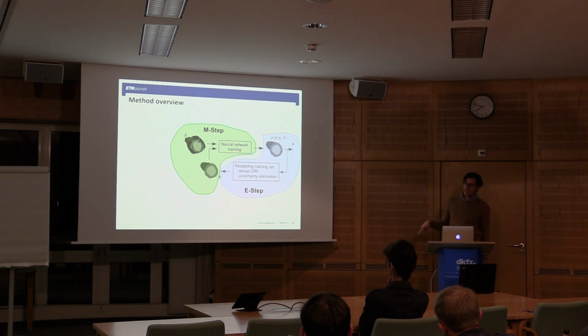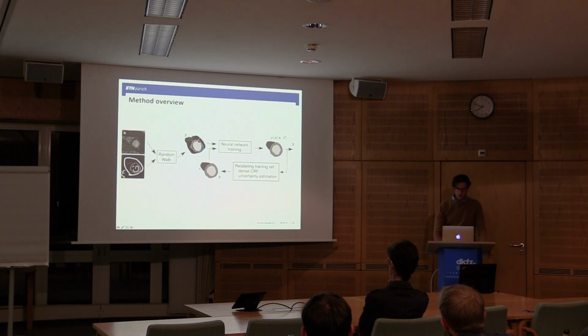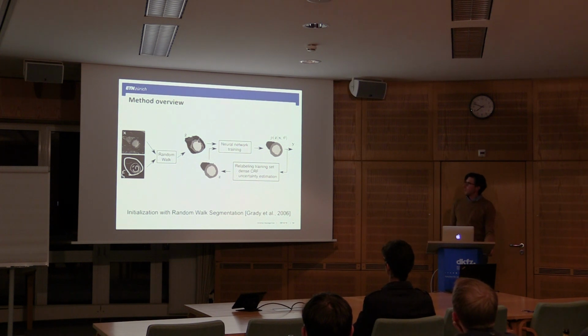Then in the M step, we use this relabeled training data set to train a new neural network based on these relabeled data. And we keep doing this. So there is something I haven't mentioned yet. You may have seen that these are actually not our scribbles, right, here. Our scribbles are here, but as an initial guess, we use this random walk segmentation algorithm, which was proposed by Leo Grady, to flesh out these scribbles.